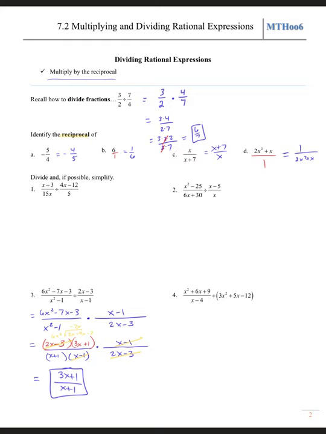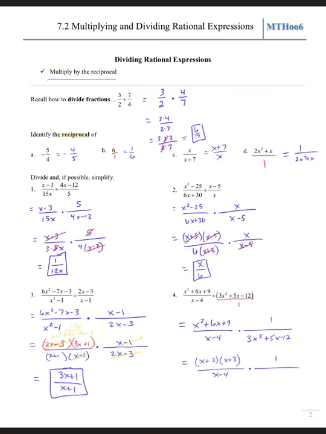Okay, now what I'd like you to do is numbers 1, 2, and 4. Keep in mind number 4, we do not have a fraction as the divisor, but you can always put a 1 under it, just like I did up here in letters B and D. Okay, pause the video, try those out. When you're finished, unpause, check your answers.